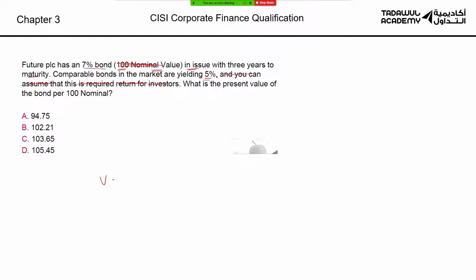Well, the value of the bond is equal to the discounted value of the cash flows. So in the first year, since it's a 7% bond on a nominal of 100, you are going to be earning $7 in coupon. In the second year, you're going to be earning $7 in coupon. In the third year, you're going to be earning $7 in coupon plus $100 in nominal. But we have to discount these, right? By 1 plus the rate. What's the rate? 5%.